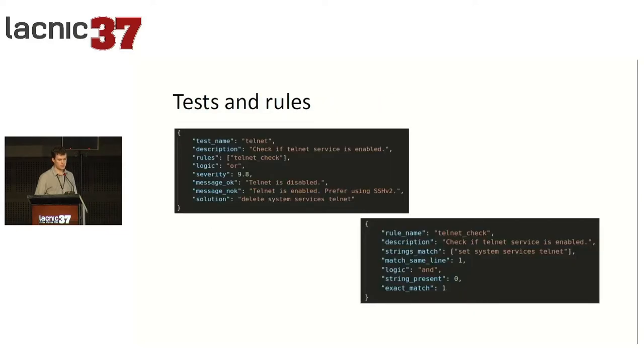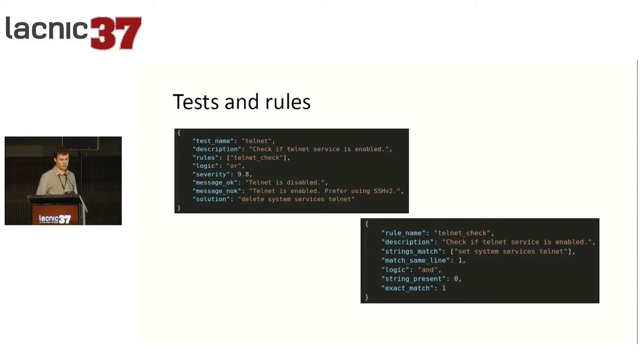So this is a simple example of one test that is checking basically if Telnet is enabled in a Juniper router. So in the top image, we have the test. It calls the rule Telnet check. We can have multiple rules, but this one is a simple example. It has some parameters like logic and severity. The severity is calculated using a NIST calculator, that is an international standard. It has a message OK if Telnet is disabled, or a message not OK, and the solution. So when I present the system, you will see.